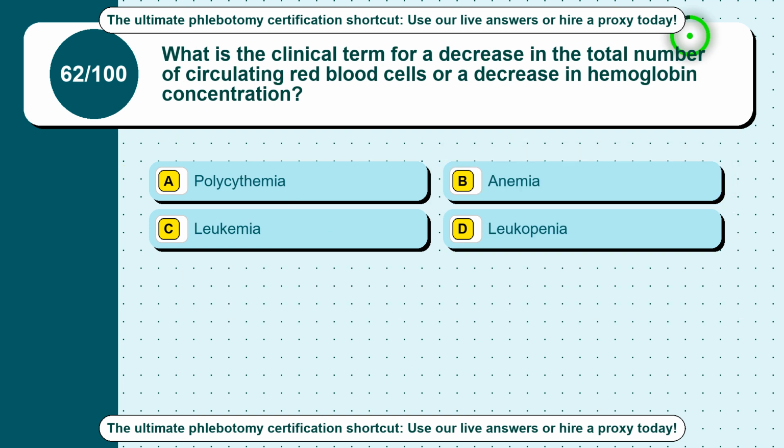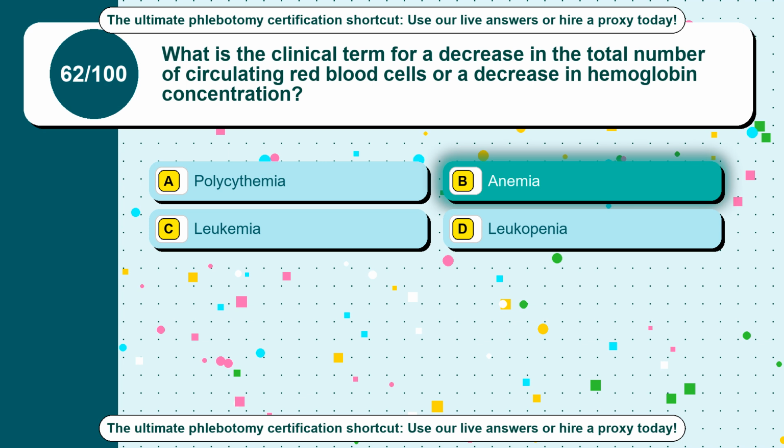Question 62. What is the clinical term for a decrease in the total number of circulating red blood cells or a decrease in hemoglobin concentration? Option A, polycythemia. Option B, anemia. Option C, leukemia. Option D, leukoplakia. The correct answer is option B, anemia.